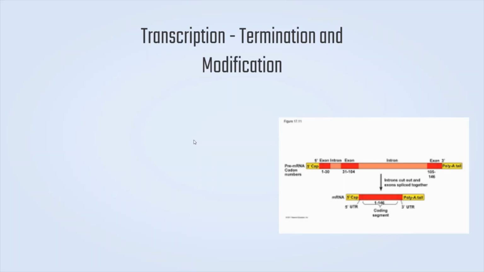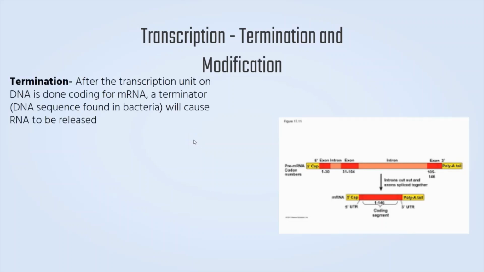The final step of transcription is termination as well as modification. So termination, after the transcription unit on DNA is done coding for the mRNA, a terminator, which is a DNA sequence found in bacteria, will cause the RNA to be released.